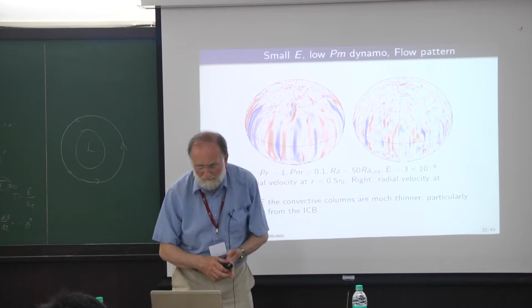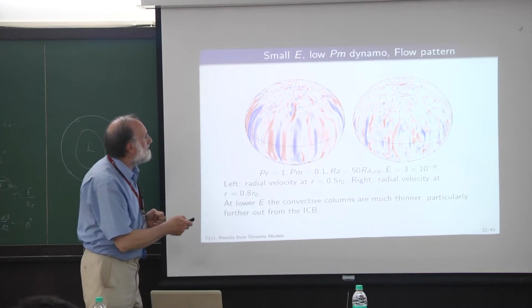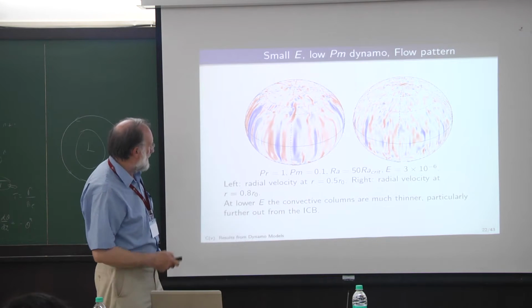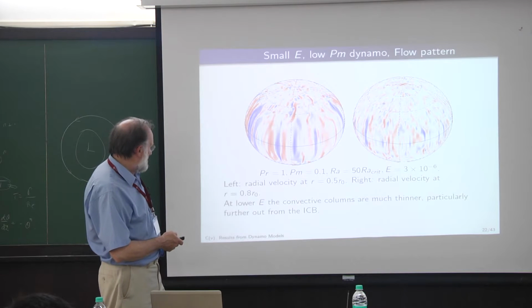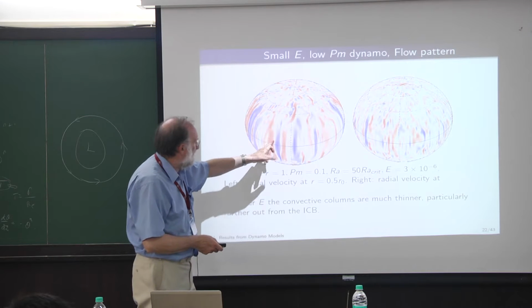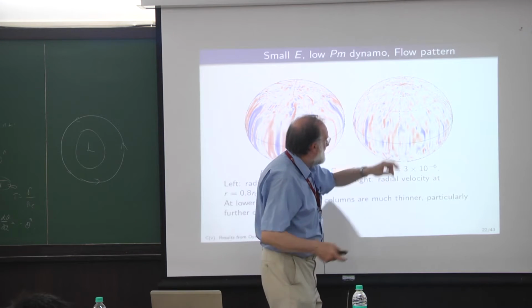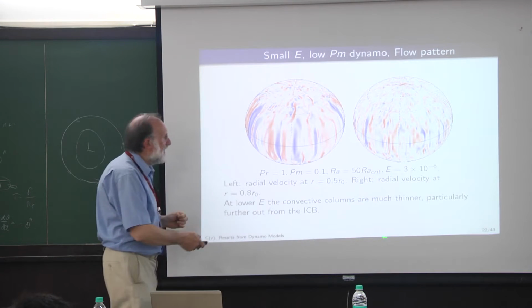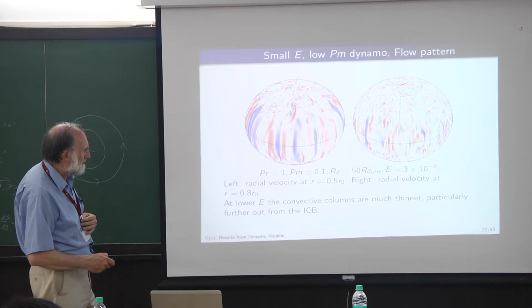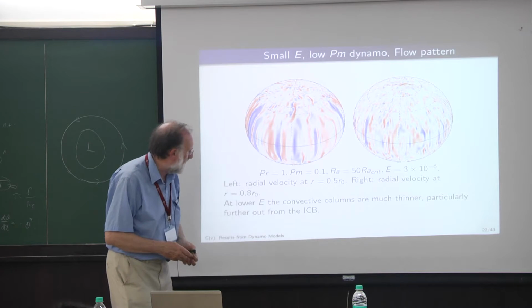Okay, here's a much smaller Ekman number dynamo, and you can see the columns are getting thinner, exactly like you'd expect. This one is the radial velocity at 0.5. If you go out to the surface, the columns get even thinner there, so there are lots of really quite thin structures, and that's because the Ekman number is really quite low in that one.